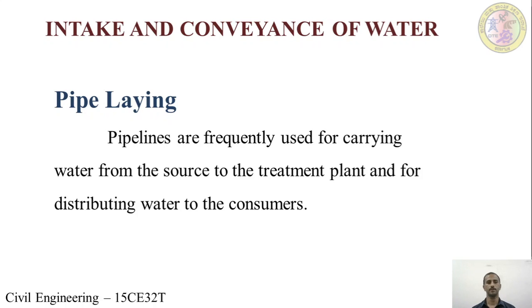First, this is pipe laying. Pipe laying is necessary to carry the water from the source to the consumer. This pipe laying involves the planning, digging the trench, laying the pipes, connecting them, and all the fittings, testing them. This pipe laying is carried out in several steps.